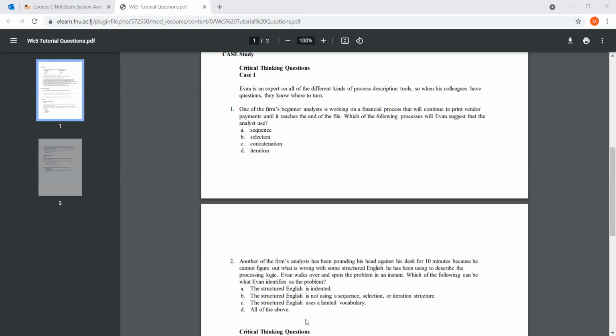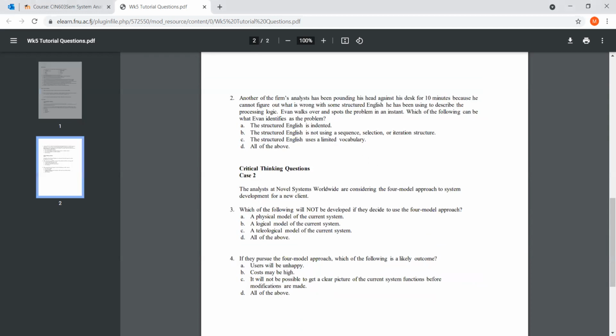By the way, I think previously in the lecture notes I had mentioned a different pronunciation of iteration. That's not correct. The correct pronunciation is iteration, with the stress on the second syllable.